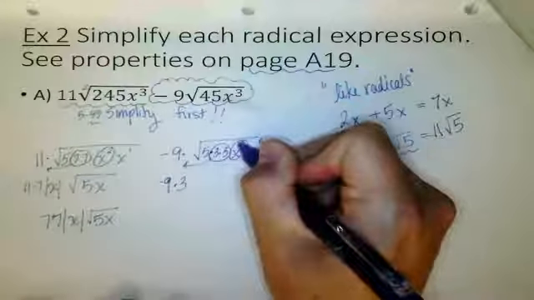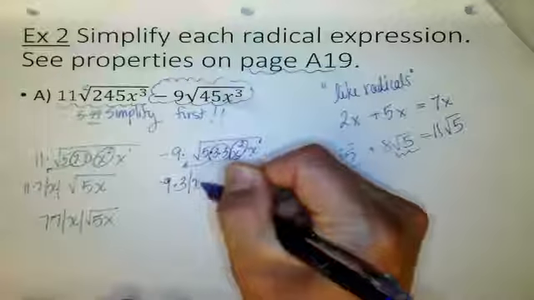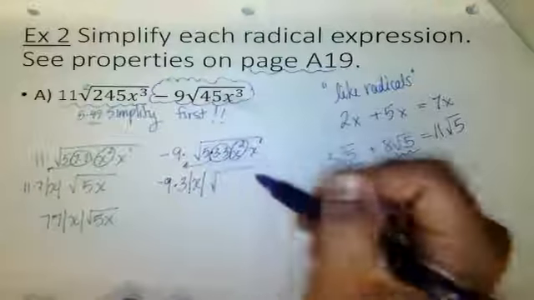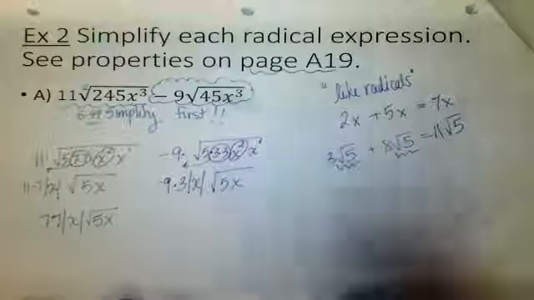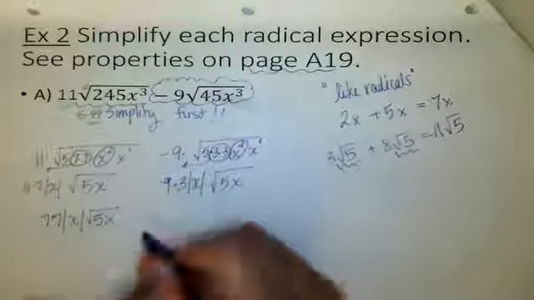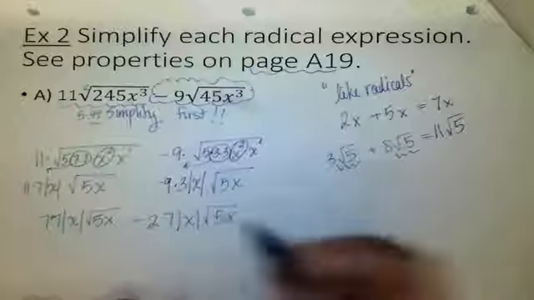And what's the square root of x squared? Just x? Absolute value of x. Very good. We got a 5 and an x left underneath the radical. So that turns into negative 9 times 3, negative 27, absolute value of x, radical 5x.